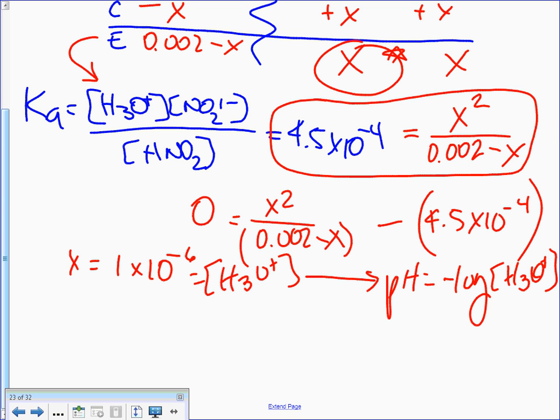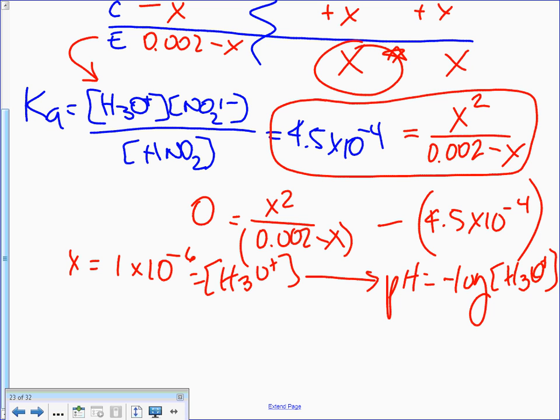What is the negative log of 1 times 10 to the negative 6? Take a guess. 6. The answer is 6, because when you have a 1 in front, the exponent is the pH when you're utilizing hydronium.